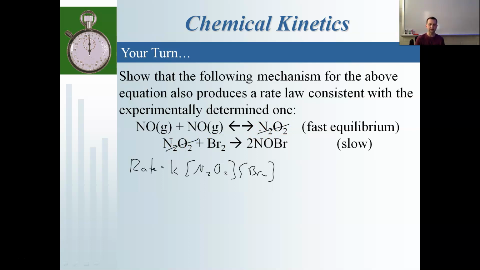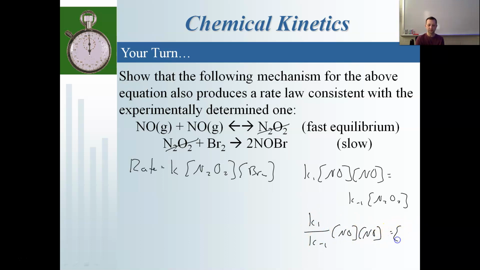So let's figure out how to do this by using the first equation. I'm going to look at my fast equilibrium step, and I have the rate of the forward reaction equal to the rate of the reverse reaction. So I'm going to have k sub 1 times [NO] squared equals k sub negative 1 times [N2O2]. That's my first step, setting up my forward and reverse rates equaling each other. I'm going to solve for my intermediate, so I'll divide both sides by k sub negative 1, and what I'll end up with is k sub 1 over k sub negative 1 times [NO] squared equals [N2O2].